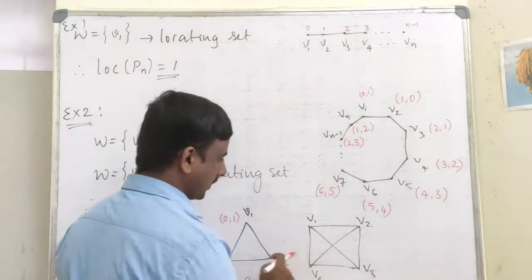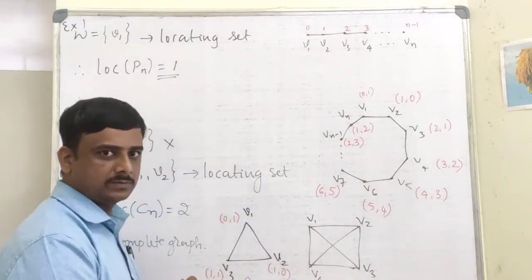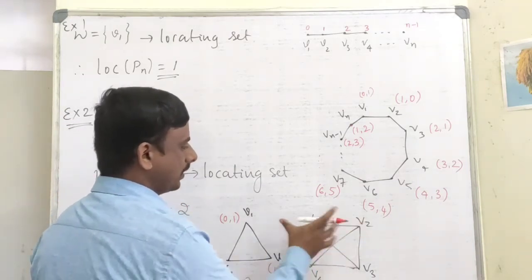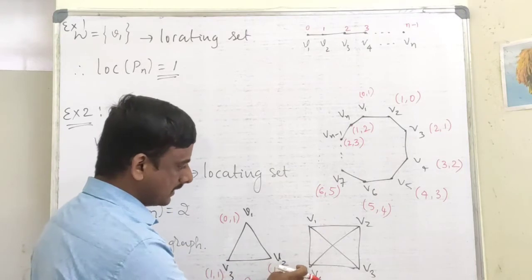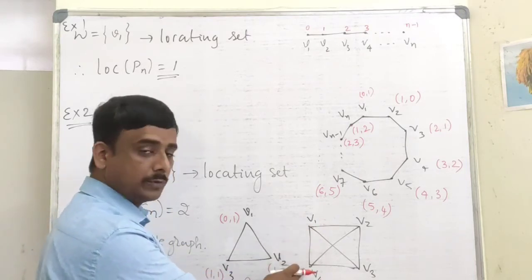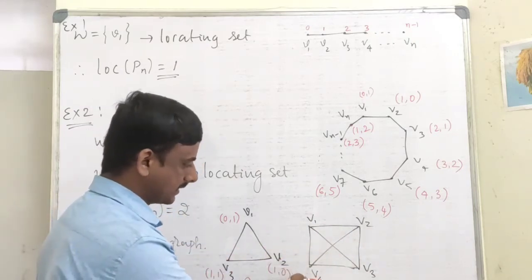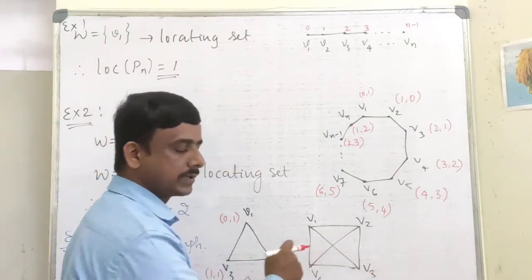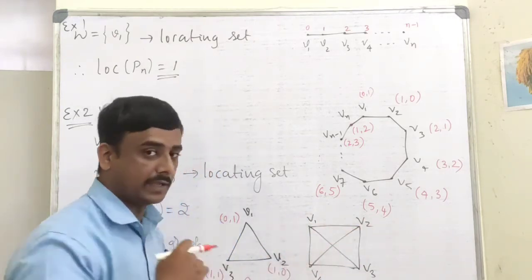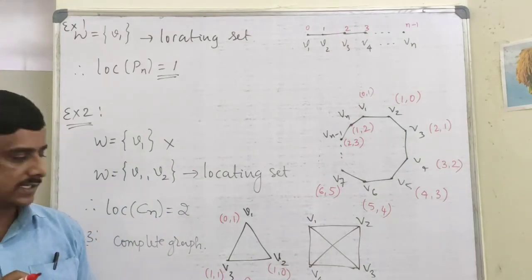Now let's come to K4. Suppose you take only 2 vertices, V1, V2. One vertex is not possible anyway. Then this gets code 1, 1, because the distance of V1 to V4 is 1, and the distance of V2 to V4 is also 1. This also gets 1, 1. So if you take any 2 vertices in K4, that will not be a locating set.